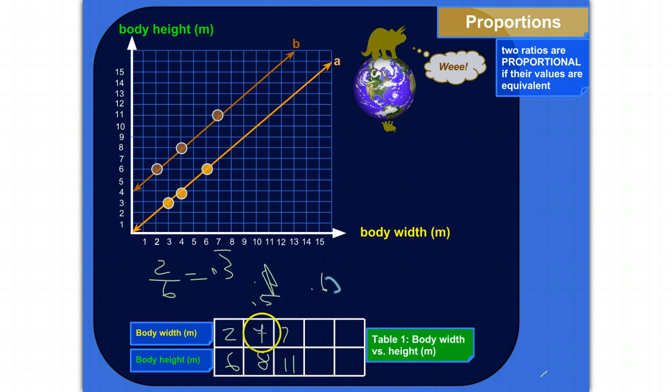So the decimal equivalents of these ratios, 0.3, 0.5, and 0.63, they are definitely not equal to each other. So the ratios of the widths to the heights of all the Mathceratops on this line are not proportional to each other. And as you'll see, any line that's a straight line that goes through the origin is proportional, and any line that doesn't go through the origin is not proportional.